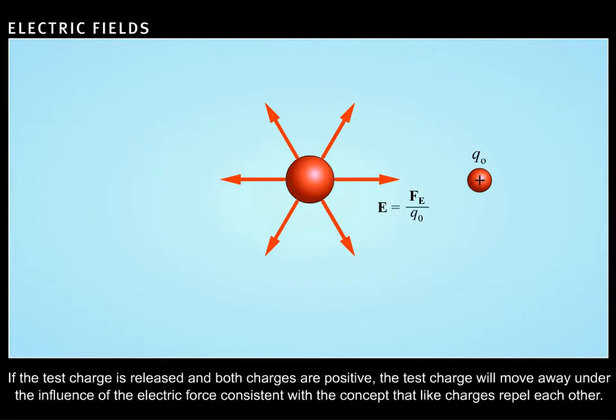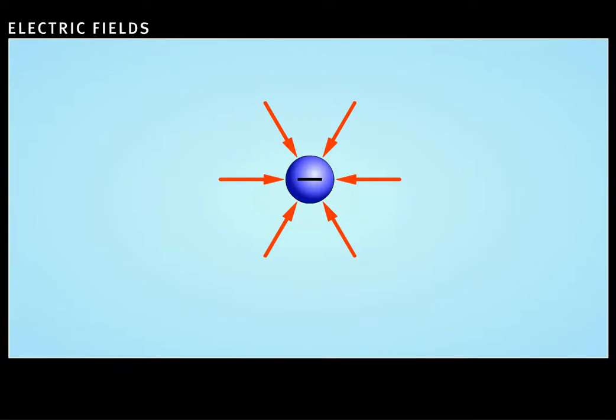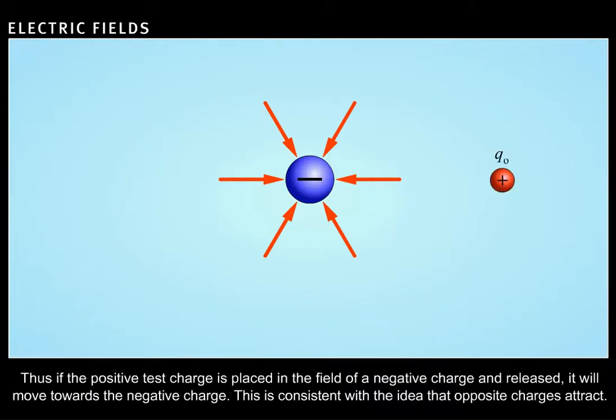If the test charge is released and both charges are positive, the test charge will move away under the influence of the electric force, consistent with the concept that like charges repel each other. A positive charge exerts an electric field that points away from the charge. A negative charge, on the other hand, exerts an electric field that points towards itself. Thus, if the positive test charge is placed in the field of a negative charge and released, it will move towards the negative charge. This is consistent with the idea that opposite charges attract.